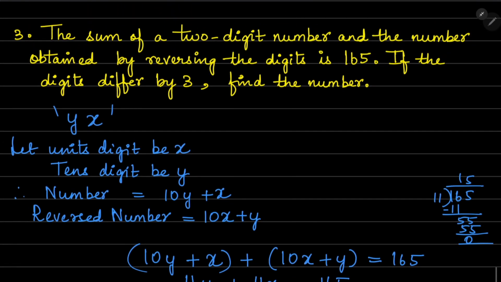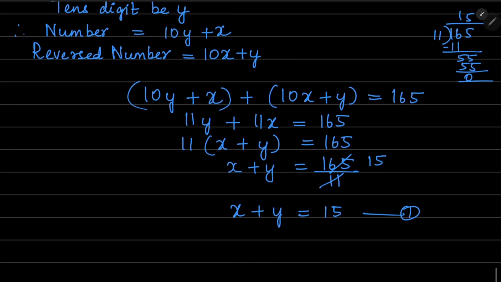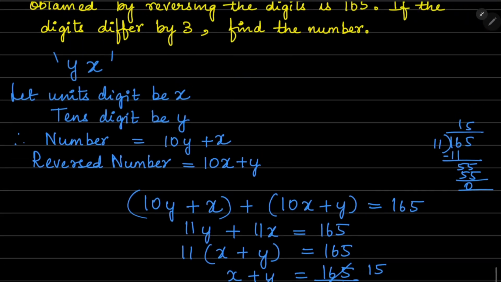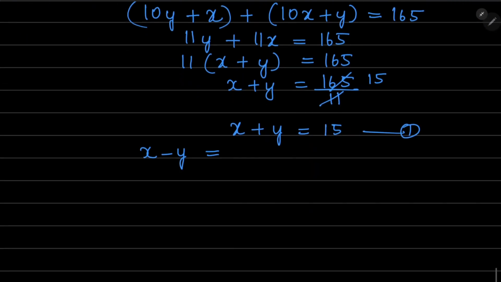What is your second equation? If the digits differ by 3. What do you mean by differ by 3? X minus y or y minus x, anything, is equal to 3. This is your second equation. Now let's go ahead and solve it.